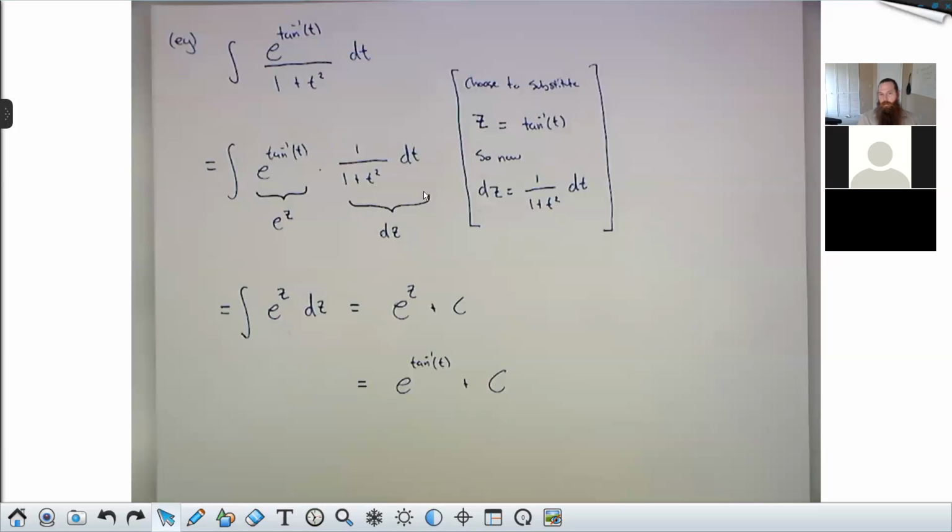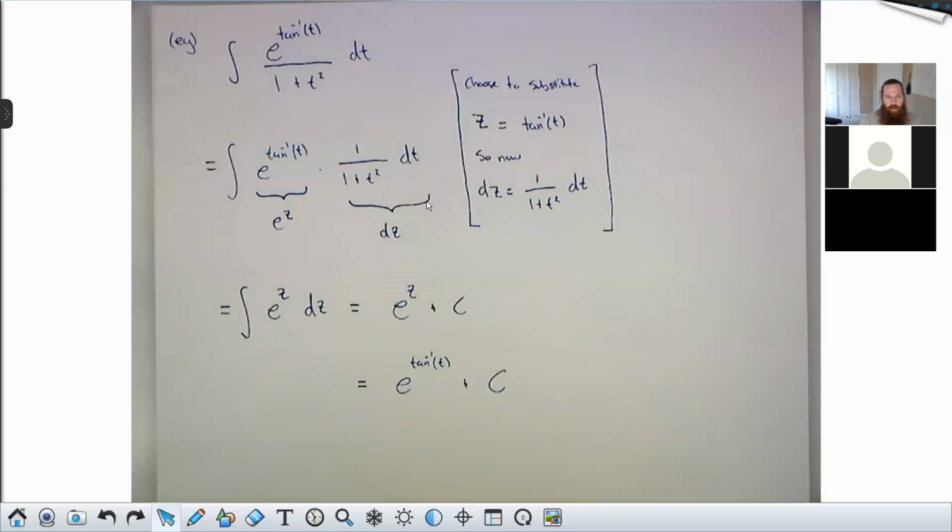Neat, right? This is really a backwards chain rule. That's what it is. If you were to differentiate this, you would need to do so using the chain rule. You would get e to the inverse tangent of t back, and then you would need to multiply by the derivative of the inverse tangent of t, which is 1 over 1 plus t squared. So the derivative of this is exactly this. And that's it. That means you did your integral correctly.